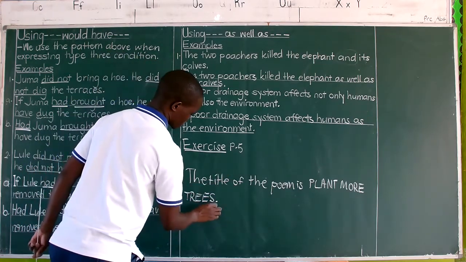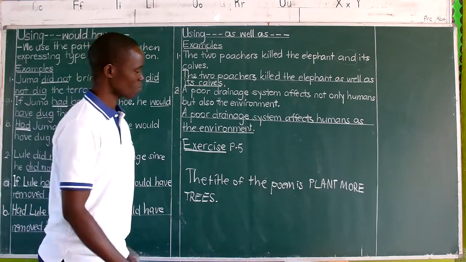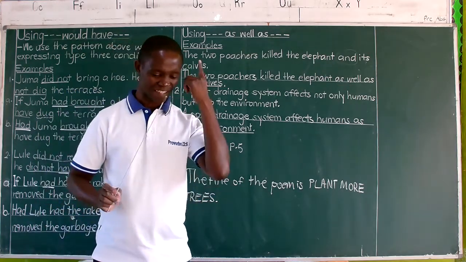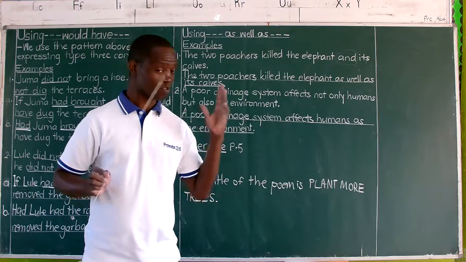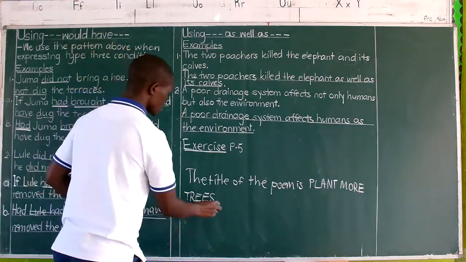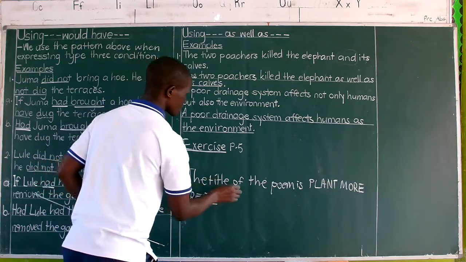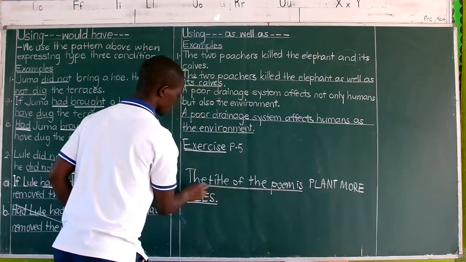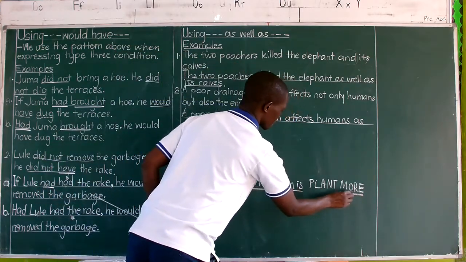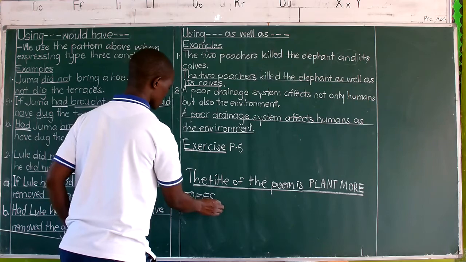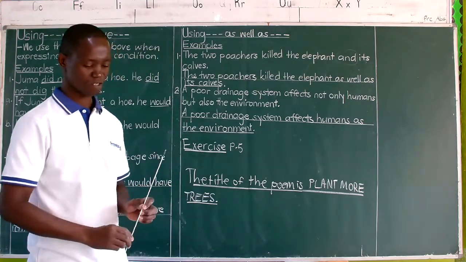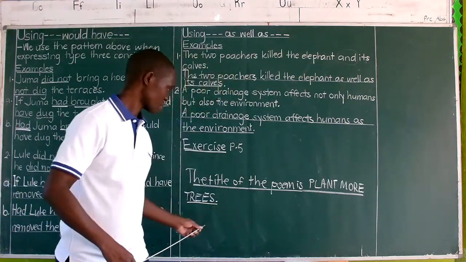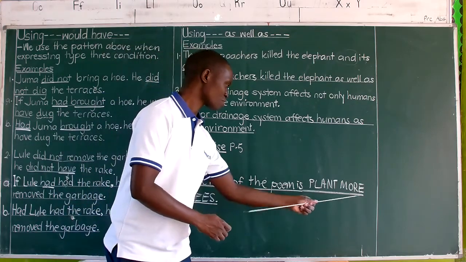When we write the title, are we supposed to put a full stop or no? We are not supposed to put a full stop if the title appears as a single word answer, not in full sentence, I mean. But if this title is part of a sentence, you are supposed to write it and punctuate it, because you are not punctuating the title, you are punctuating the sentence. You have to be careful to know that the title of the poem is Plant More Trees.